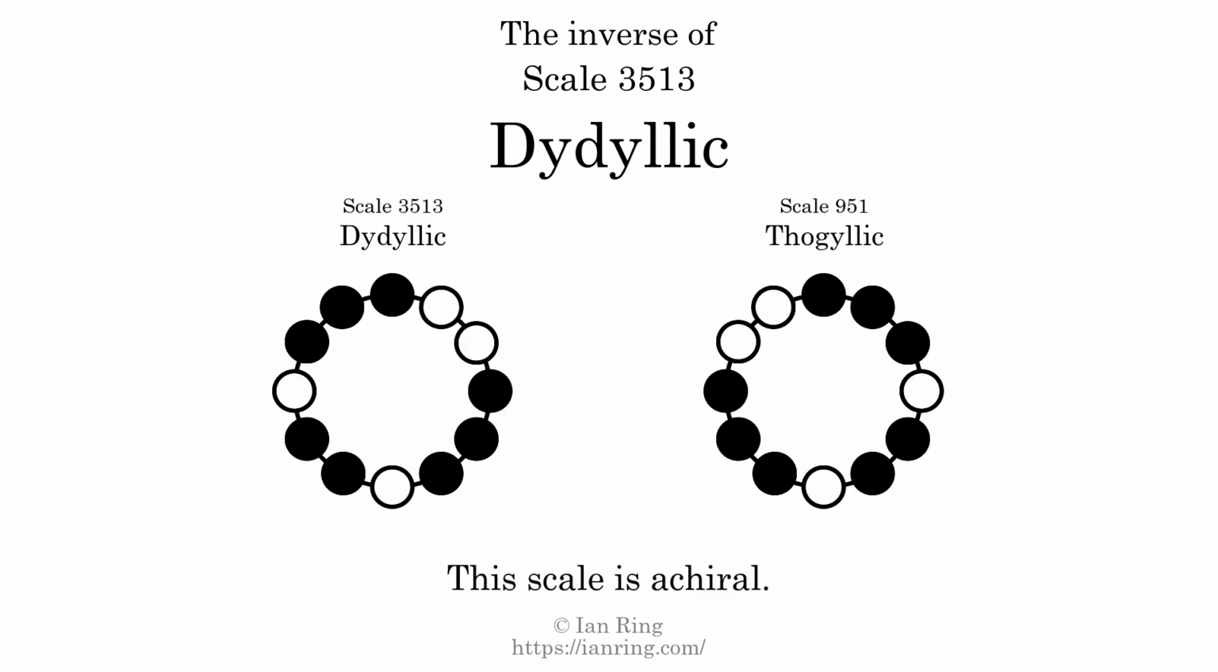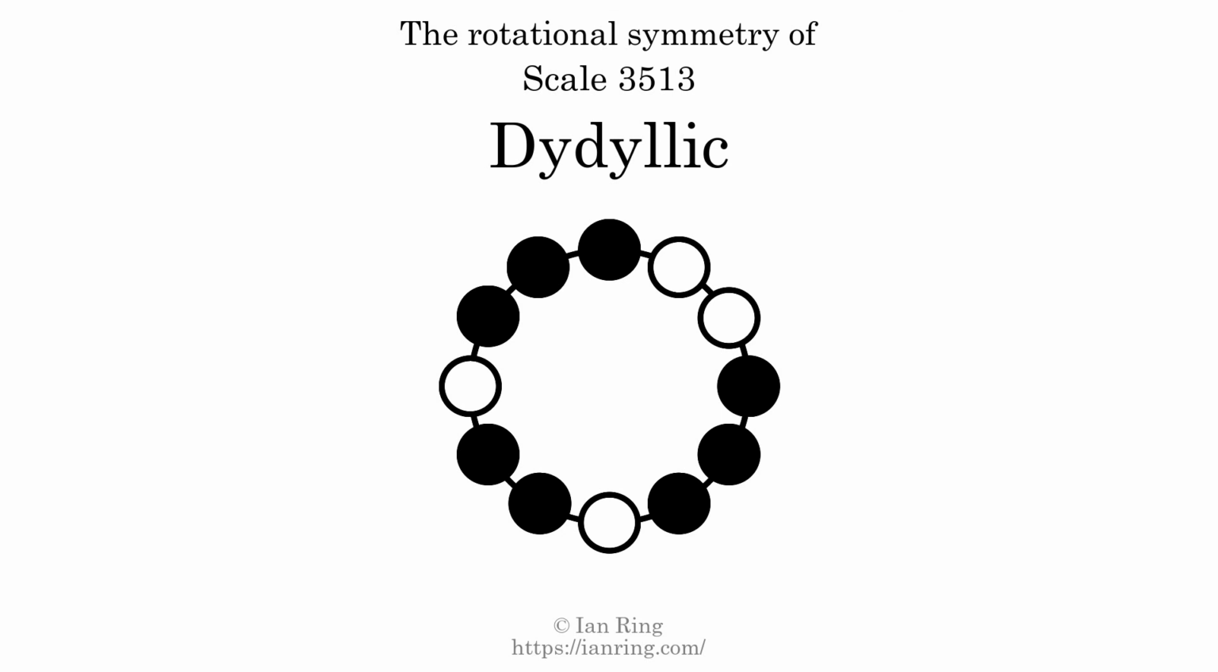The inverse of a scale is a mirror image. It is what you get when the sequence of intervals is reversed. The inverse of this scale is scale 951, also known as Dydyllic. This scale is achiral, since it can transform into its own reflection by a rotational transformation. This scale has no rotational symmetry.